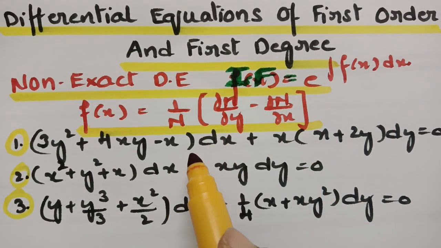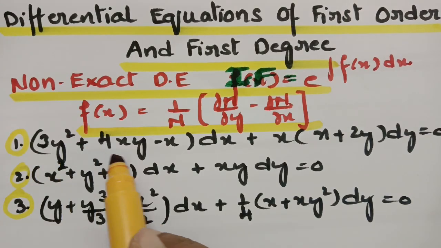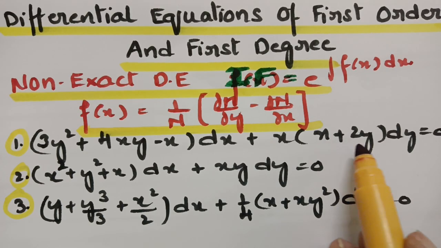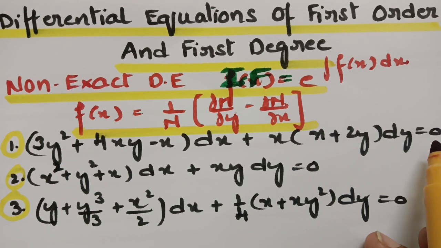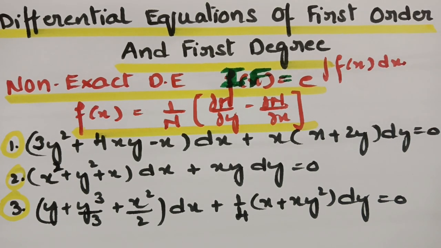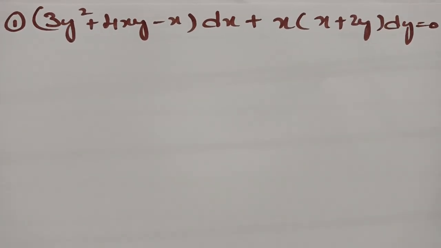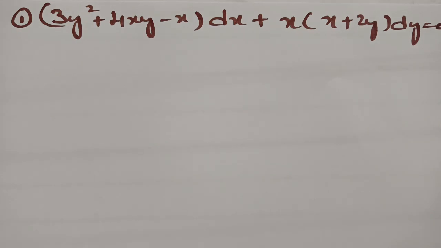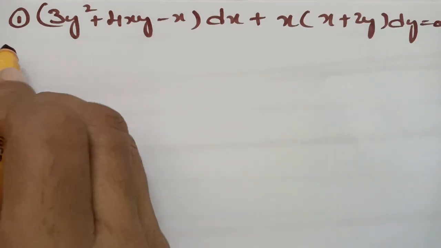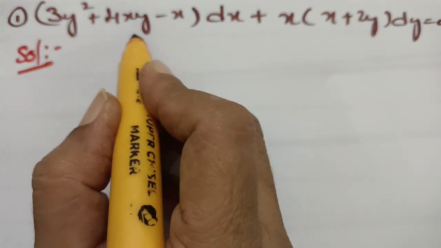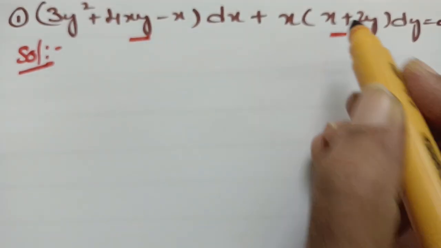Let's solve the first problem here, that is (3y square plus 4xy minus x) dy plus x times (x plus 2y) dy is equal to 0. So here the solution for the first question is (3y square plus 4xy minus x) dx plus x times (x plus 2y) dy is equal to 0. First of all, we have to consider this as M and this as N.